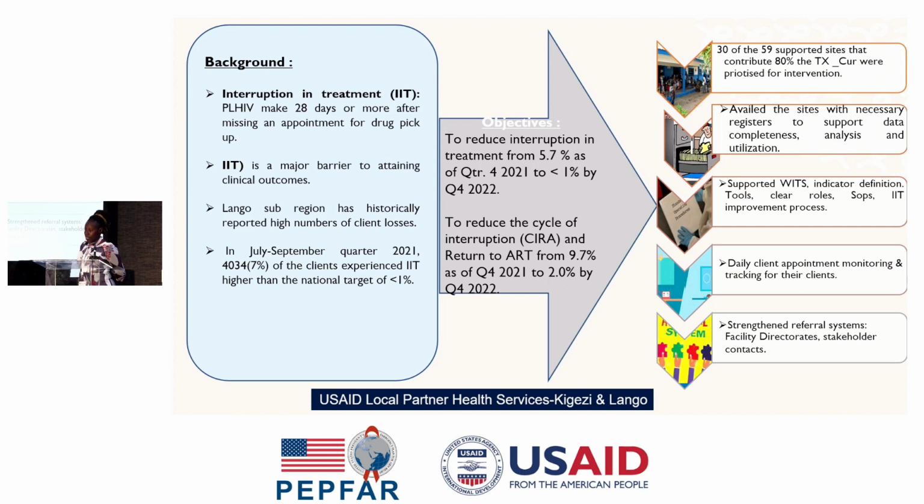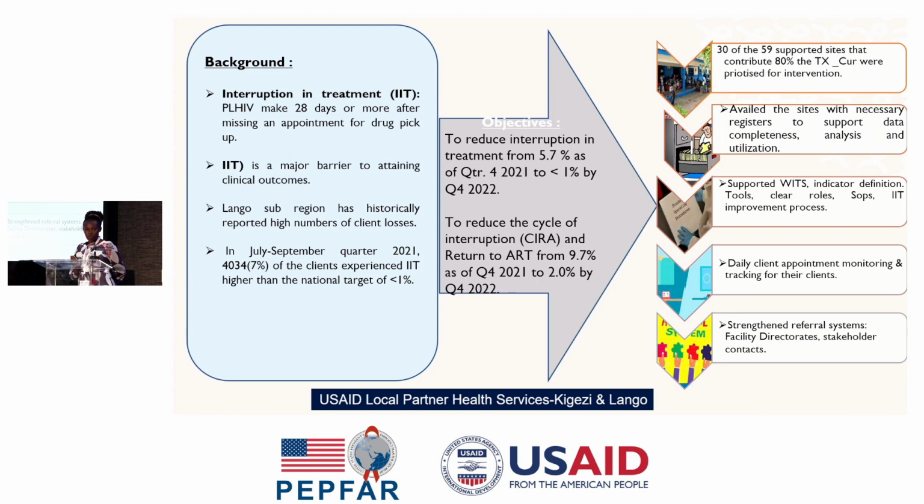By interruption in treatment, we mean that PLHIV go 28 days or more after missing an appointment for their drug pick-up. And this is a major barrier to attaining clinical outcomes. We all know that. And Lango sub-region has historically reported a high number of client losses. In July to September quarter 2021, about 4,034, that's 7%, of our clients experienced interruptions in treatment, which is extremely high compared to the national target.